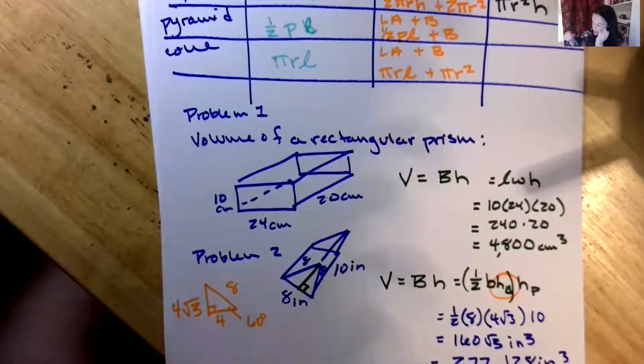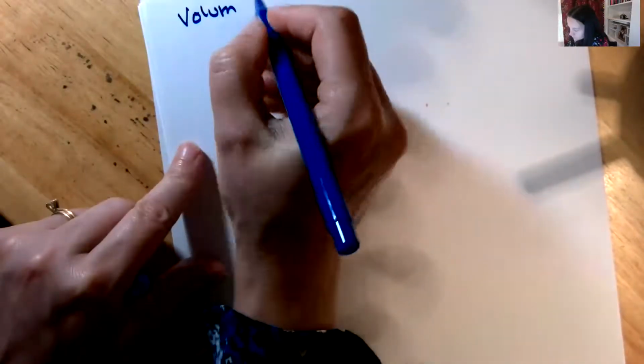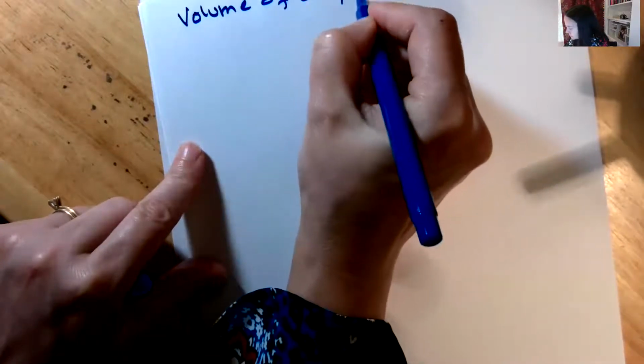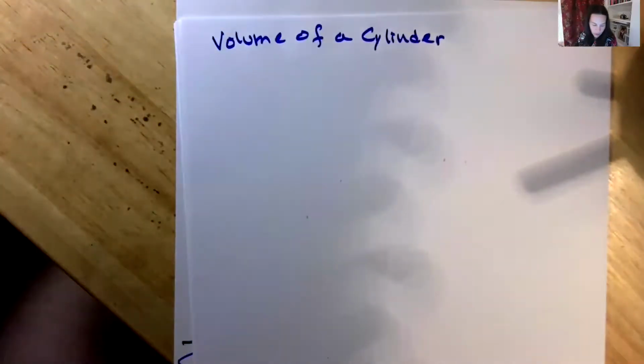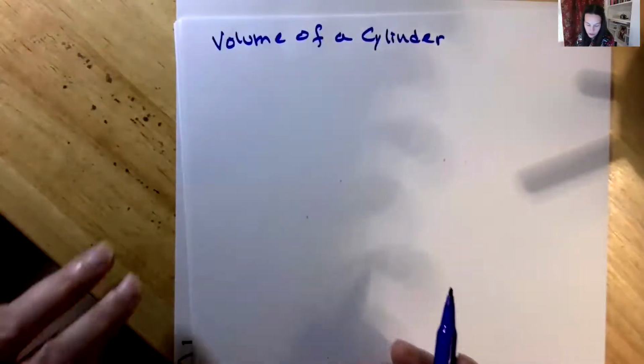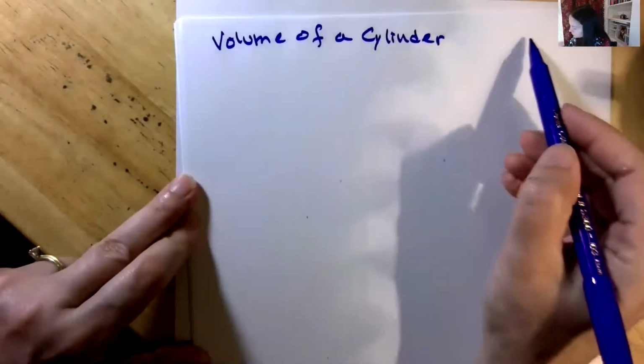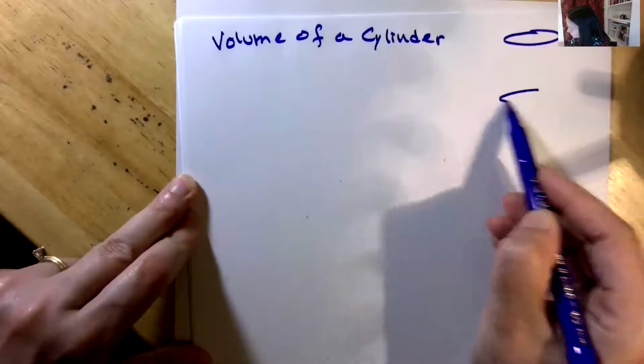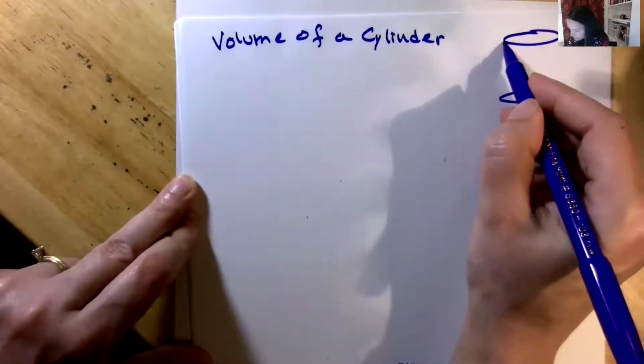Okay, how about finding the volume of a cylinder? The volume of a cylinder is on page 580. What's the volume of the cylinder shown in terms of pi? So we have a cylinder with a radius of 3 and a height of 8 centimeters.